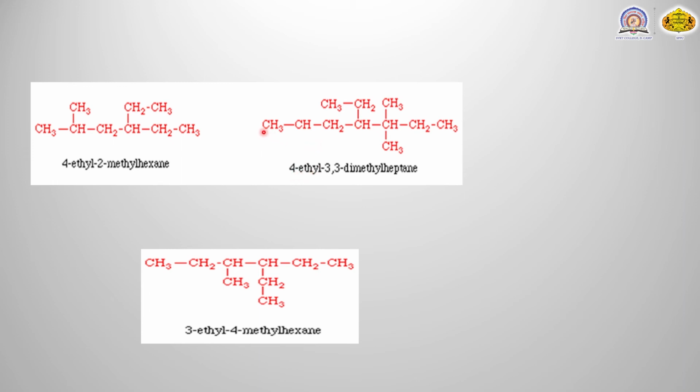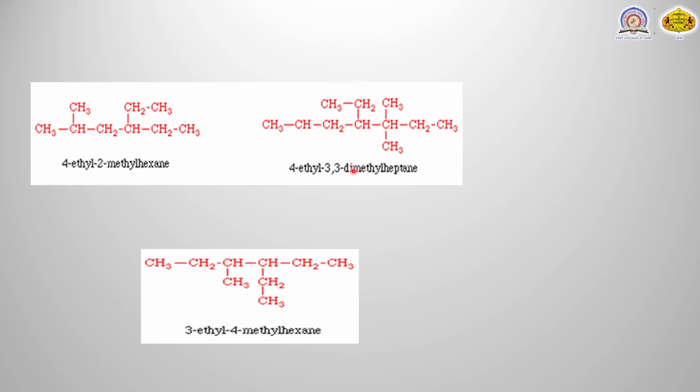So having a fourth position, 1, 2, 3, 4. So this has to be the proper position from this side, 1, 2, 3, 4, 5, 6 and 7. So at fourth position it is ethyl, and at third position there are 2 methyl groups. So in order to write that name, 4-ethyl 3,3. So at 3 position there are 2 substituents.